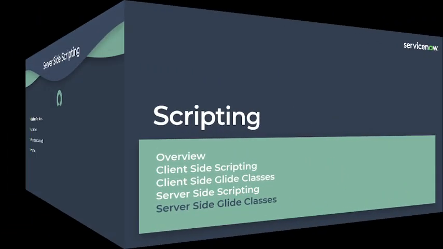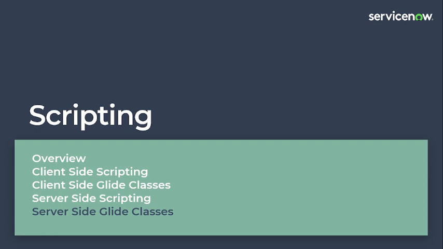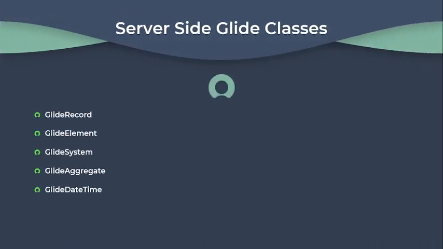Then server-side glide classes. This is the list of server-side glide classes, like GlideRecord. We use this class for database operations instead of writing SQL queries. GlideRecord is a special Java class that can be used in JavaScript exactly as if it were a native JavaScript class. A GlideRecord is an object that contains records from a single table.